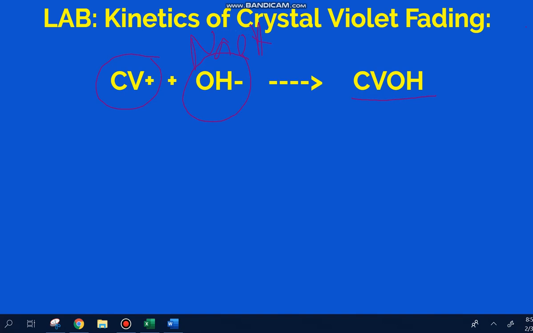So what we'll do is put this in a spectrophotometer, and we are going to look at the rate of absorbance from 0 to 600 seconds, and go ahead and collect that data.